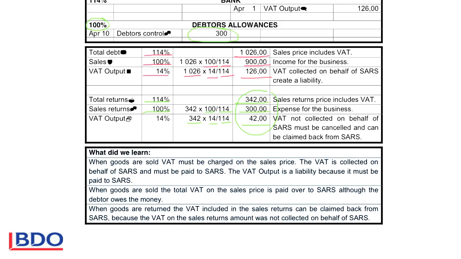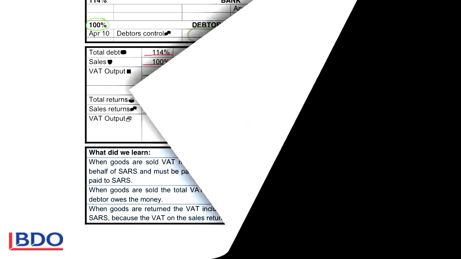When a debtor returns goods, it means that you don't collect the VAT anymore because they're not going to pay the full amount that you originally paid to SARS. So that means on sales returns, you can work out how much VAT was included in the figure and you can claim that back from SARS.